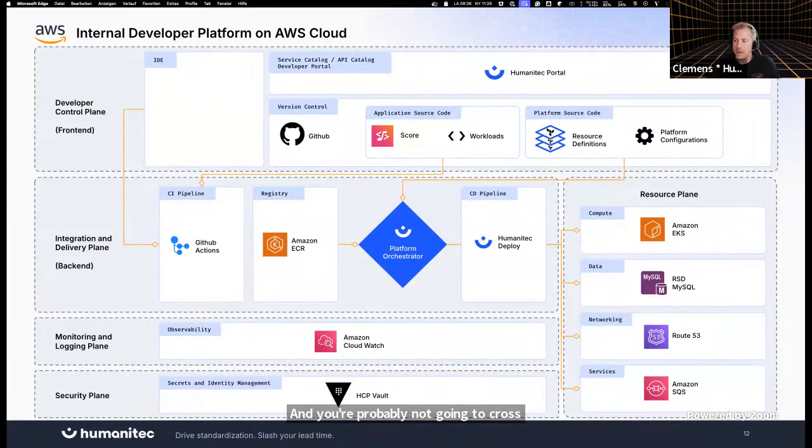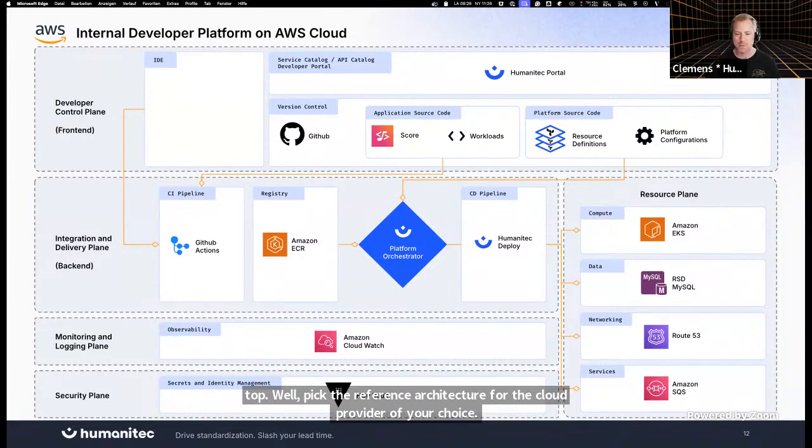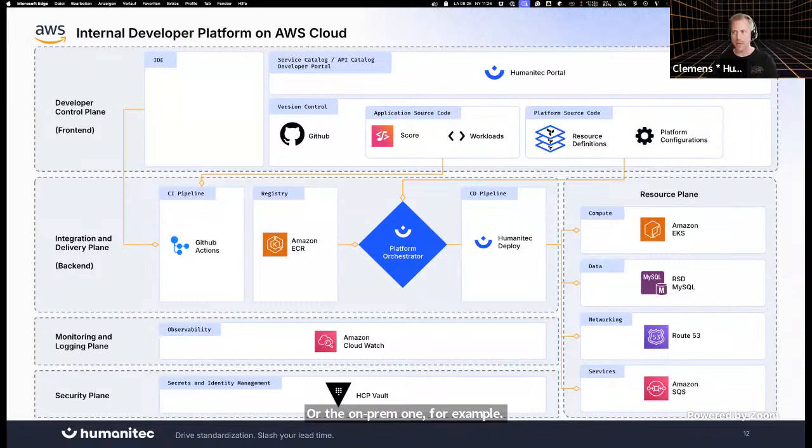What you're going to cross out and exchange easily are the icons, right? You don't like GitHub Actions because you're a Jenkins company. Well, cross out GitHub Actions, put Jenkins in there. You don't like the whole thing because it says AWS on top. Well, pick the reference architecture for the cloud provider of your choice, or the on-prem one, for example, with Red Hat OpenShift, or whatever floats your boat, right? So that's basically how it works and how you can quickly modify this and turn this into an architecture you like more.